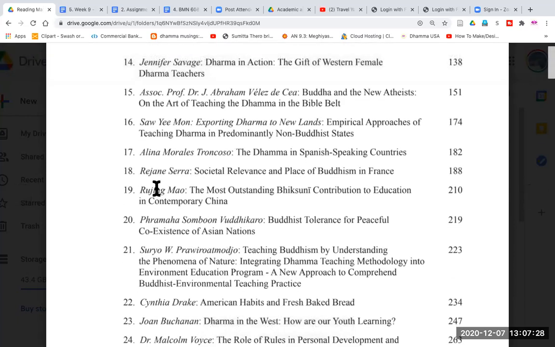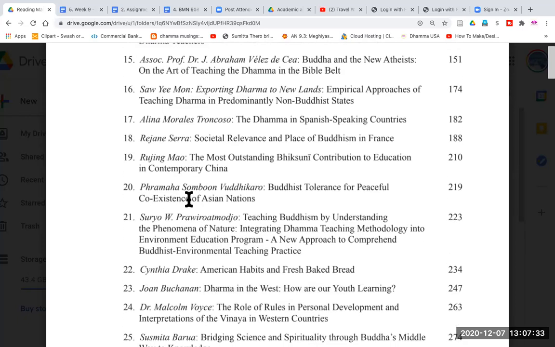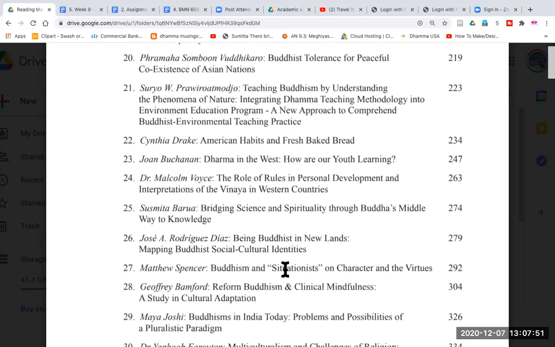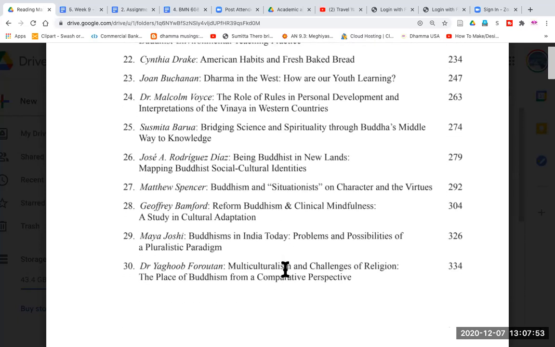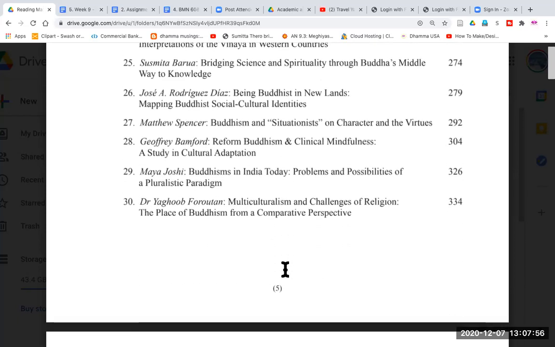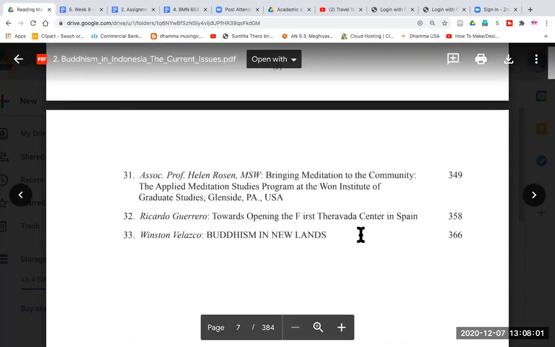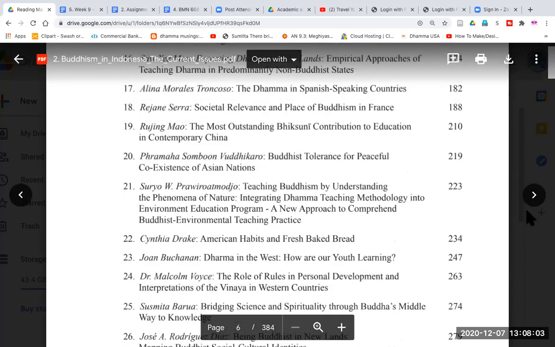Okay. Good one again, Ruching Mao, and Pramaha Sambon Vuthikaro writes an article on Buddhist tolerance for peaceful coexistence of Asian nations, and teaching Buddhism by understanding the phenomena of nature. So these are all here, you can have a look, and if you find something which is important to your research paper, okay?